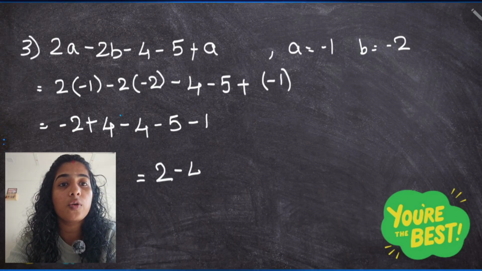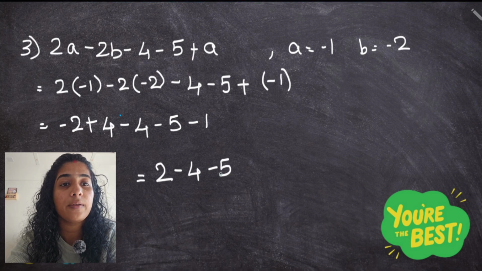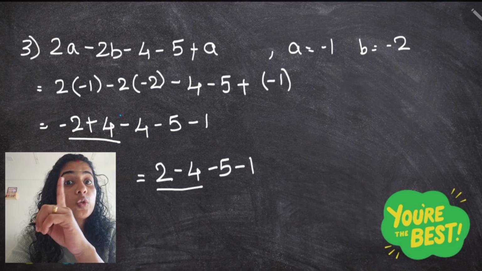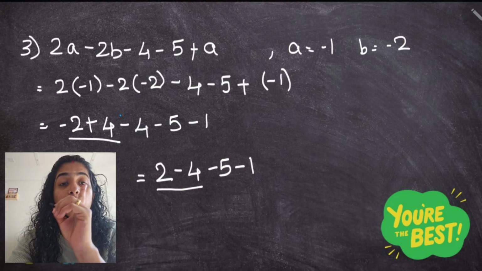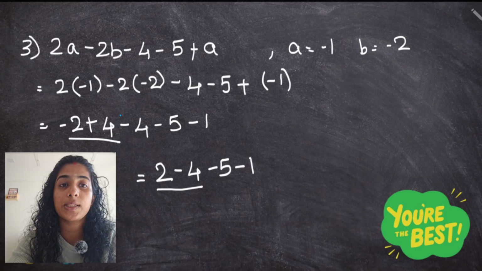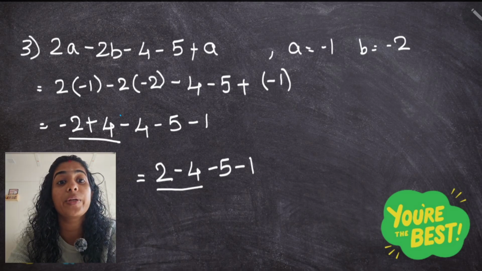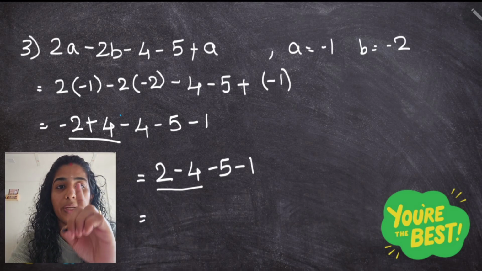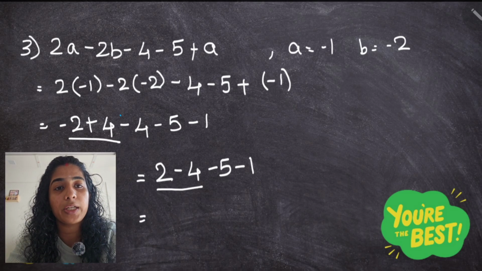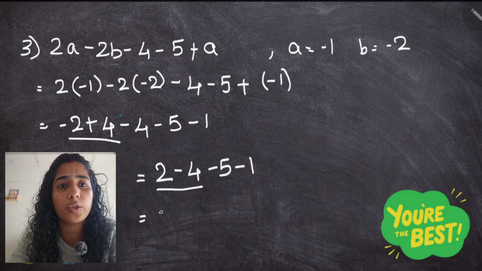Now, minus 4, minus 5, minus 1. Now solve this 2. First we solved this and now solve this 2. 2 minus 4. 2 minus 4, 1 is positive, 1 is negative. I'll do the operation of subtraction and put the sign of the big number. So first carry out subtraction. 2 minus 4 means 4 minus 2 gives me 2. And which is the bigger number? 4. So I'll put the sign of 4.